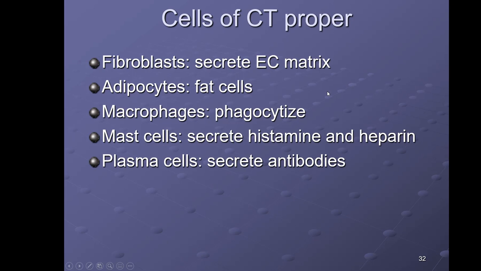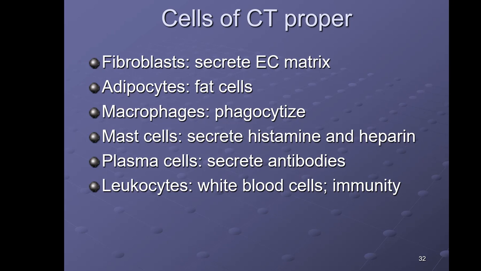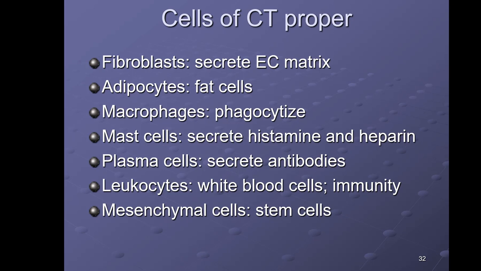Plasma cells are another cell you might see in connective tissue. They secrete antibodies, which are good things, fight off bad things that could get into the body. Leukocytes, which are white blood cells, play a huge role in immunity in your immune system. Mesenchymal cells are the stem cells that we already discussed.